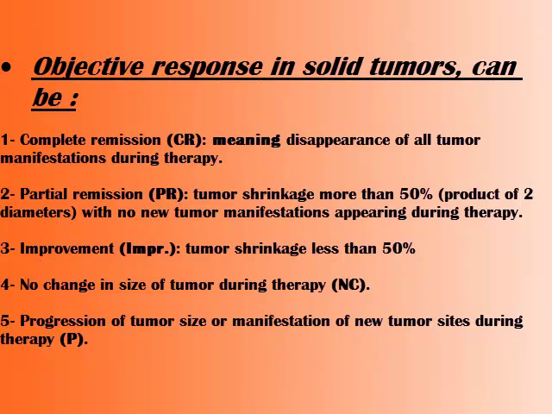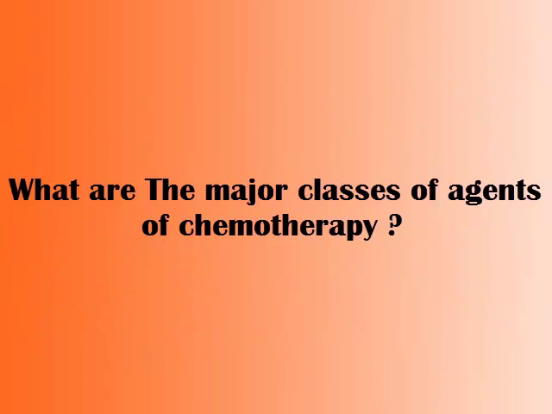2. Partial remission, which is tumor shrinkage more than 50% with no new tumor manifestations appearing during the therapy time. 3. Improvement. And what is this improvement? It is tumor shrinkage less than 50%. 4. No change. No change meaning that there is no change in size of the tumor during the therapy. And 5. Progression. A progression of tumor size or manifestation of new tumor sites during the therapy.